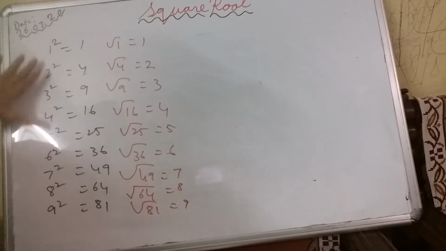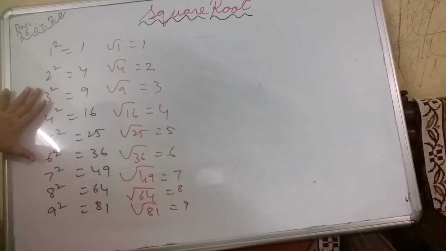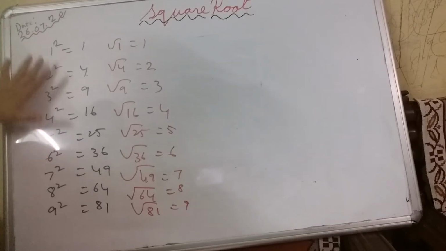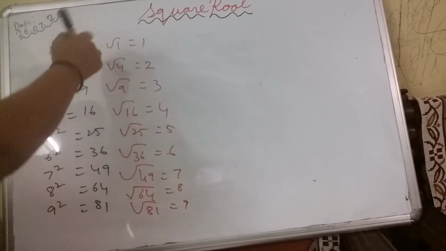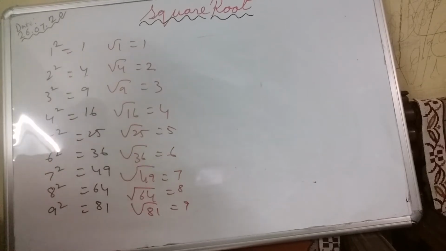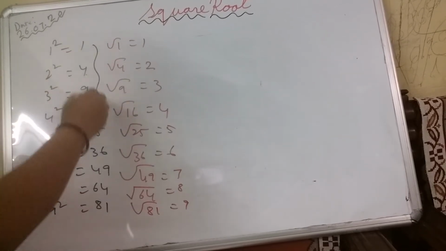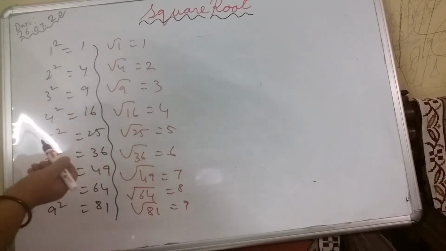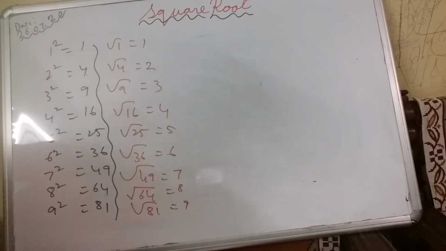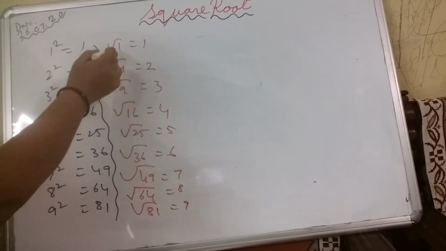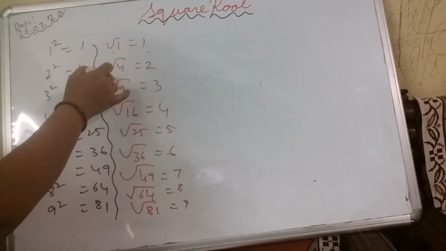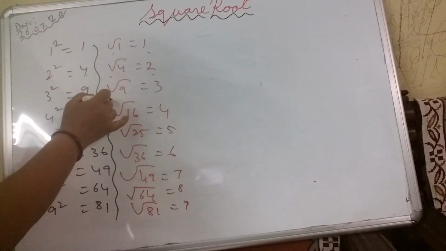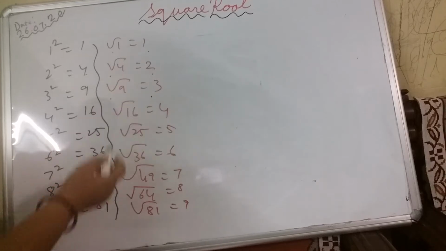I have written some squares of 1 to 9, okay? Now these are the squares of 1 to 9. So as square and square root are inverse functions, we can say the square root of 1 will be 1, square root of 4 will be 2, and square root of 9 will be equal to 3, like this way.